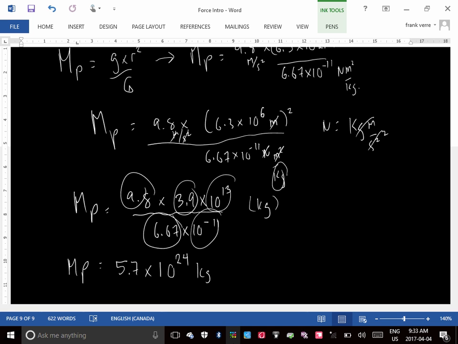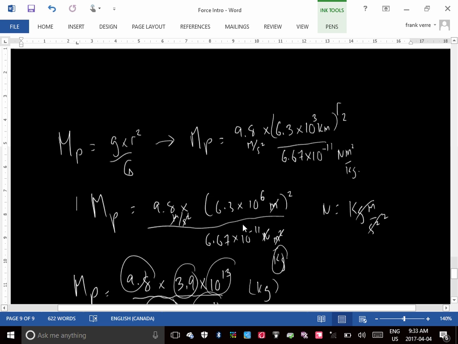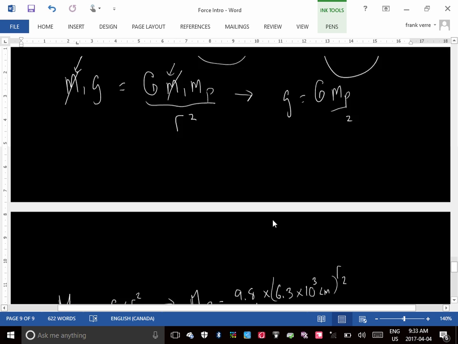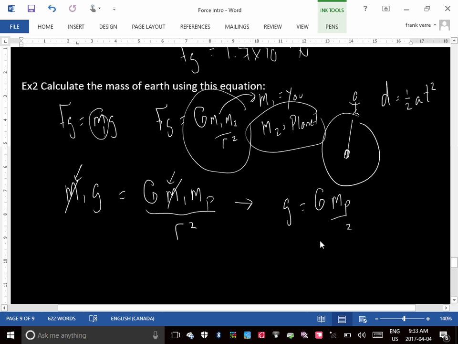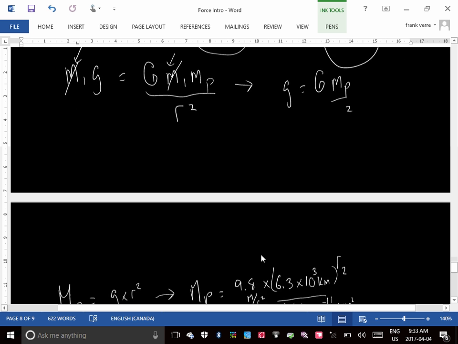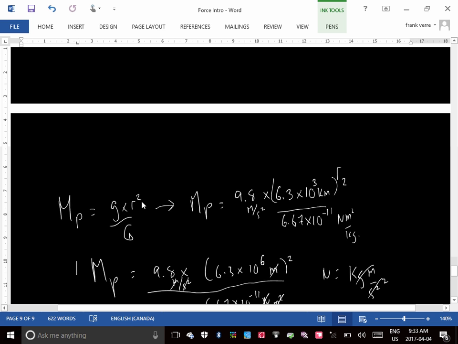Okay? Or if you want to figure out the acceleration due to gravity, you could still use this equation, but you would just isolate for r squared. Okay? So I'm going to stop there. Keep it nice and short. And that is it.